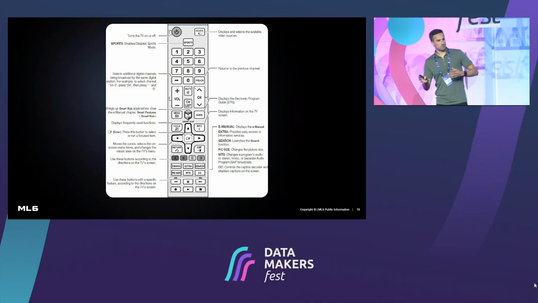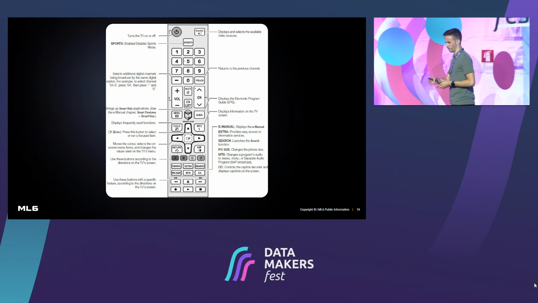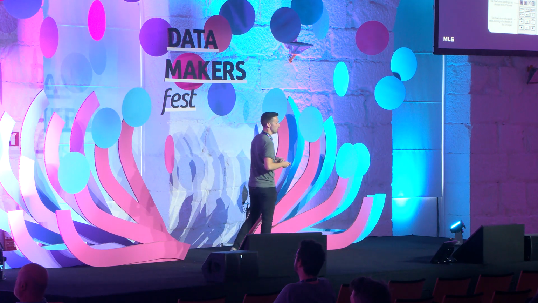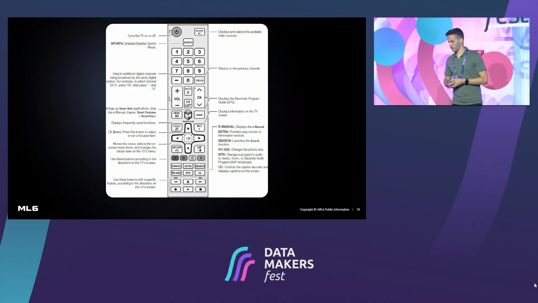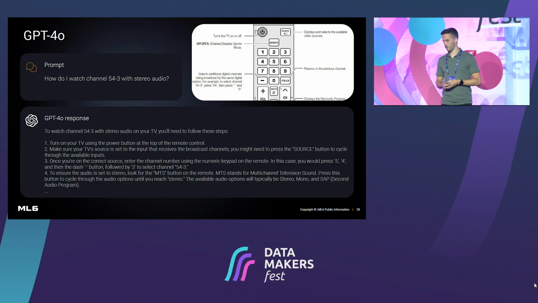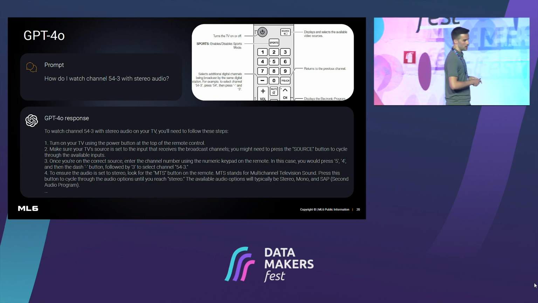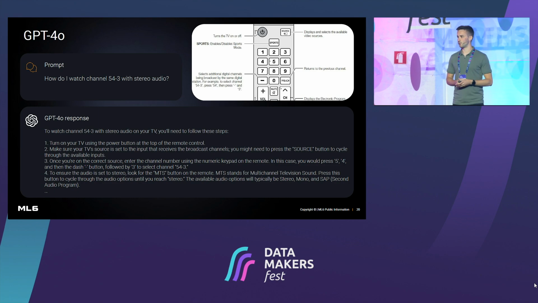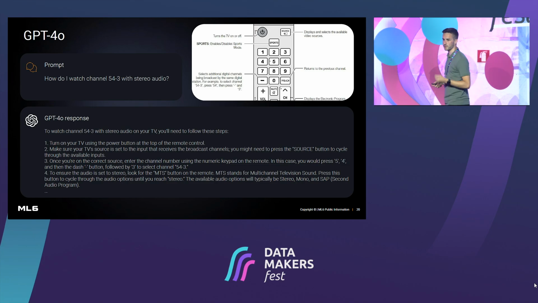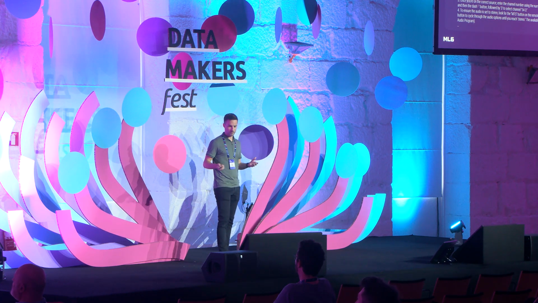All right, let's try to give it something a bit more complicated. This is a TV remote manual, so it contains some visuals, some text that explains how you can achieve certain functionality with your remote. In this case, my prompt is, how do I watch channel 54-3 with stereo audio? It's a certain specific channel. GPT-4o, not a problem at all. It gives me step-by-step instructions on, okay, first press this button, then press that button, then do this to achieve what you want. Very nice.